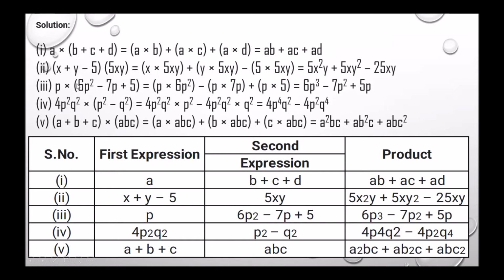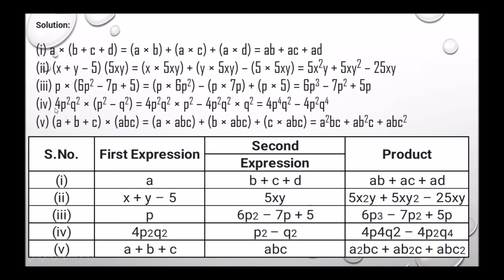p, into 6p square minus 7p plus 5. This p we will multiply with each of these three. So p into 6p square minus p into 7p plus p into 5. So p into 6p square we will get 6p cube minus 7p square plus 5p.